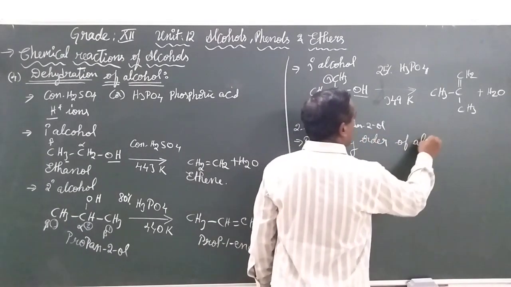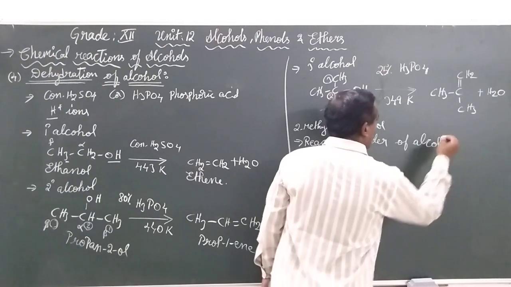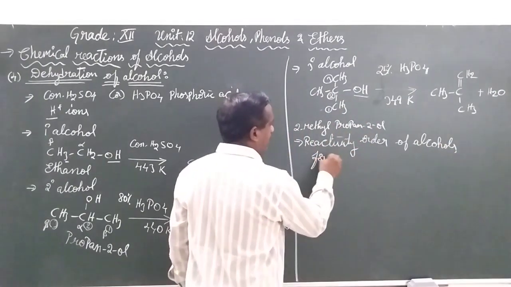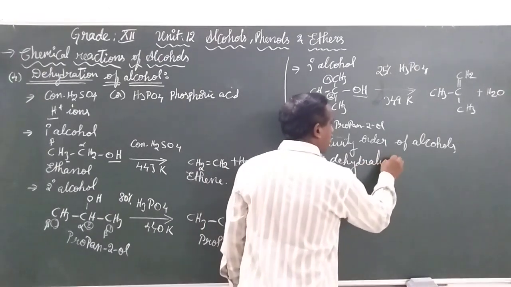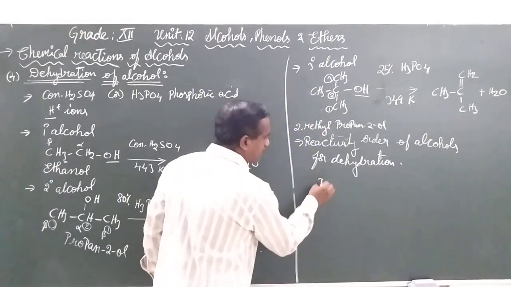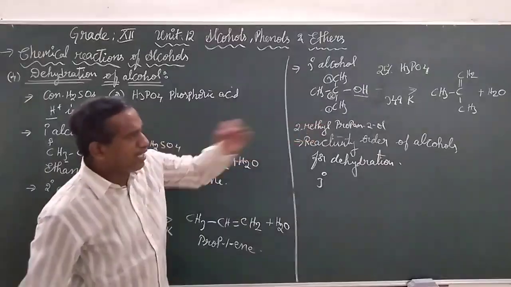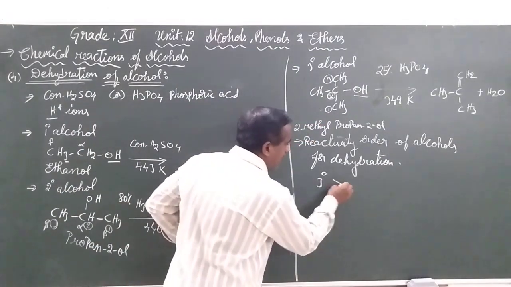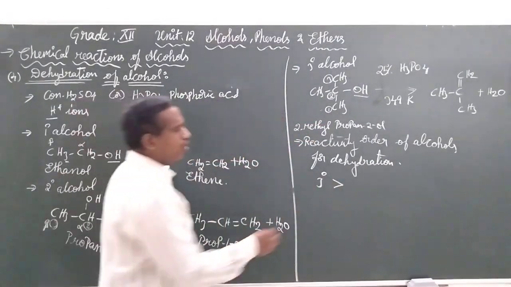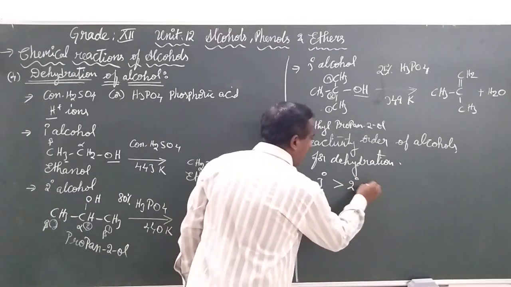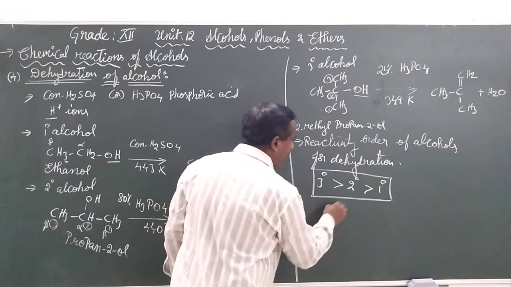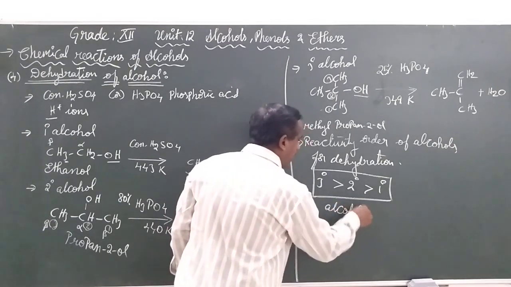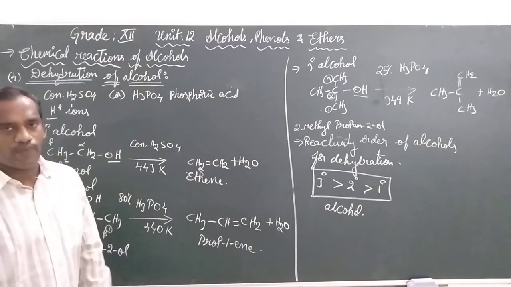of alcohols for dehydration is given as: tertiary is more reactive than secondary, which is more reactive than primary alcohol, for the dehydration reaction.